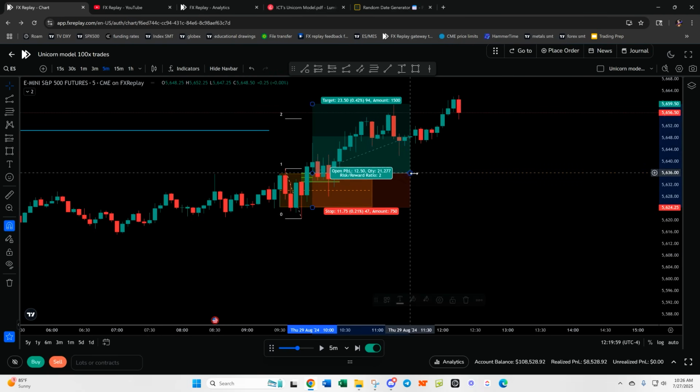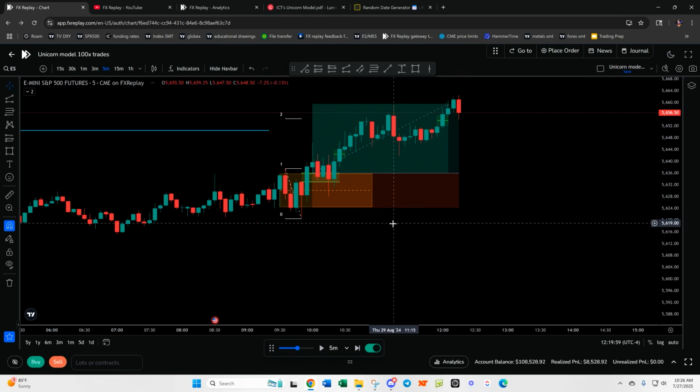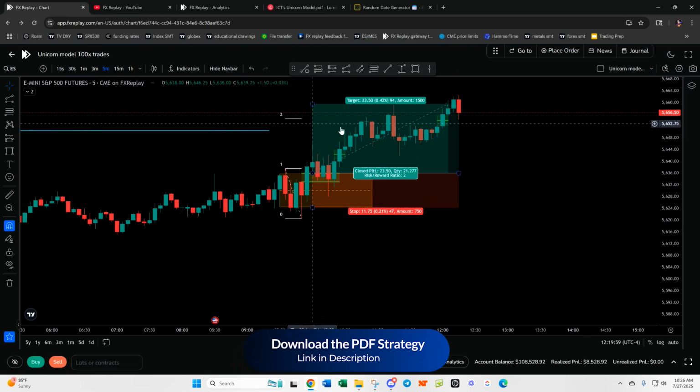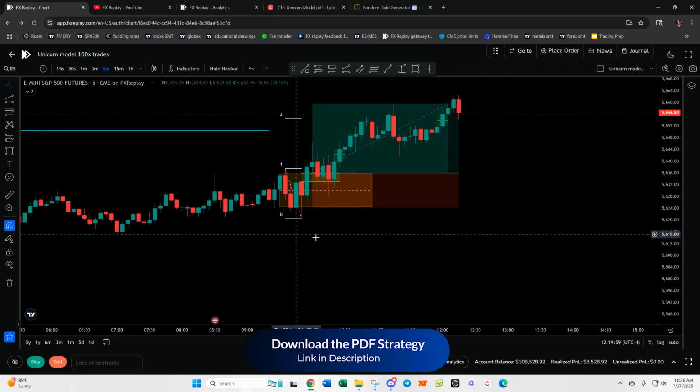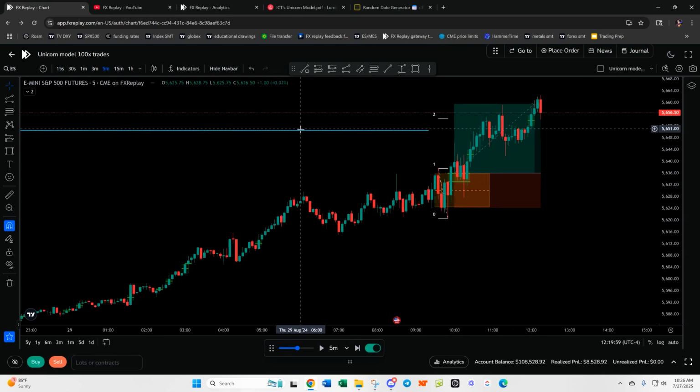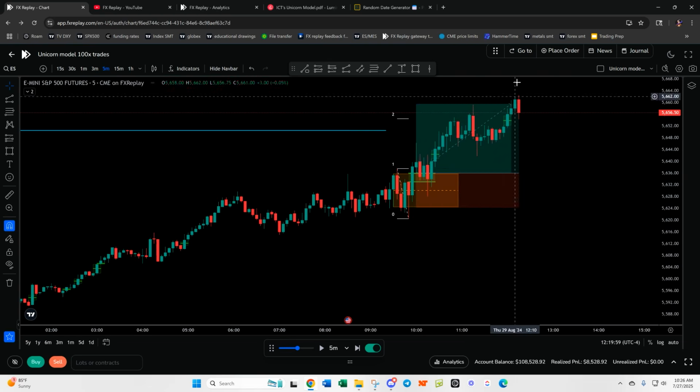There we go. So we had to wait a little bit longer. This would have been pretty frustrating to see us go that close. But yeah, to get the 2-to-1, we had to extend it out a little bit further. But yeah, manipulation, breaker block with fair value gap, and had our draw to the upside, just had to extend a little bit more to get the 2-to-1.